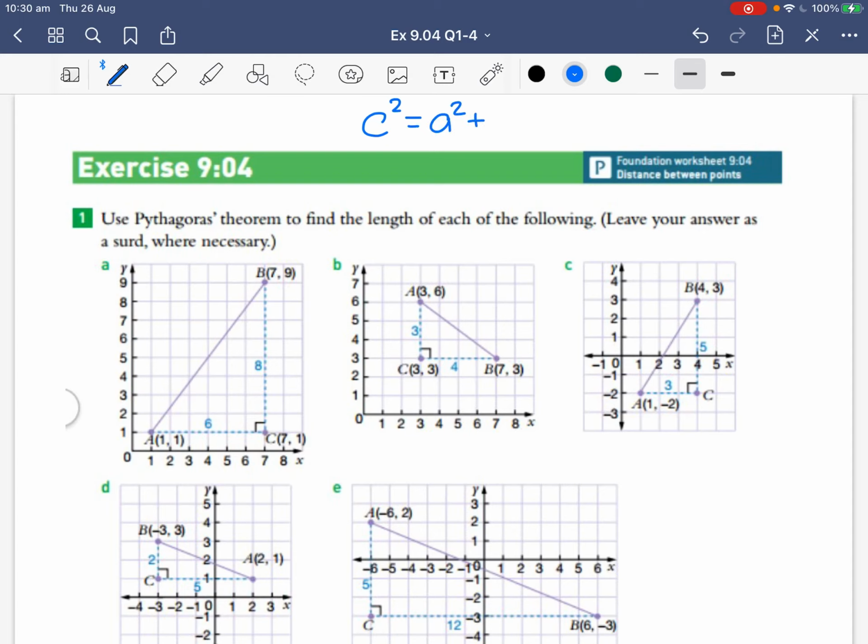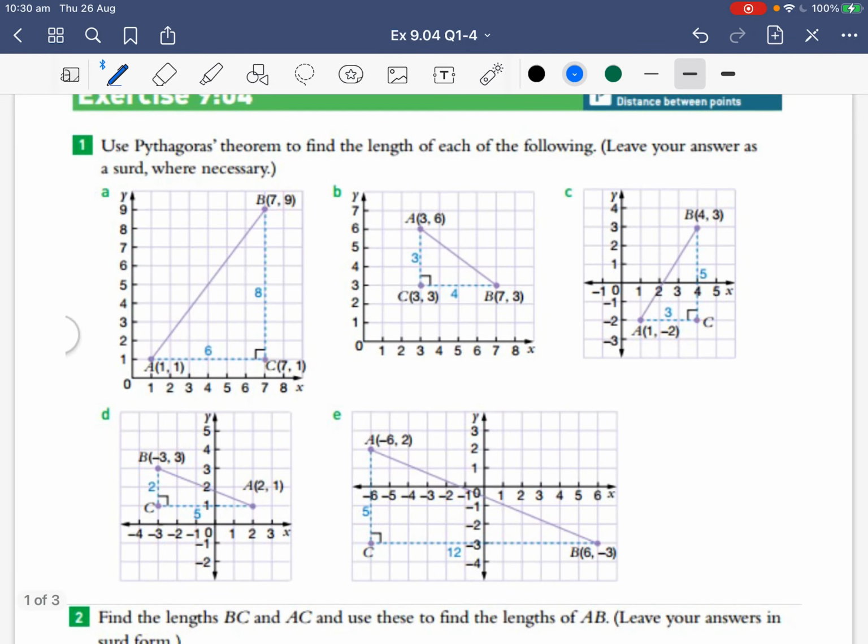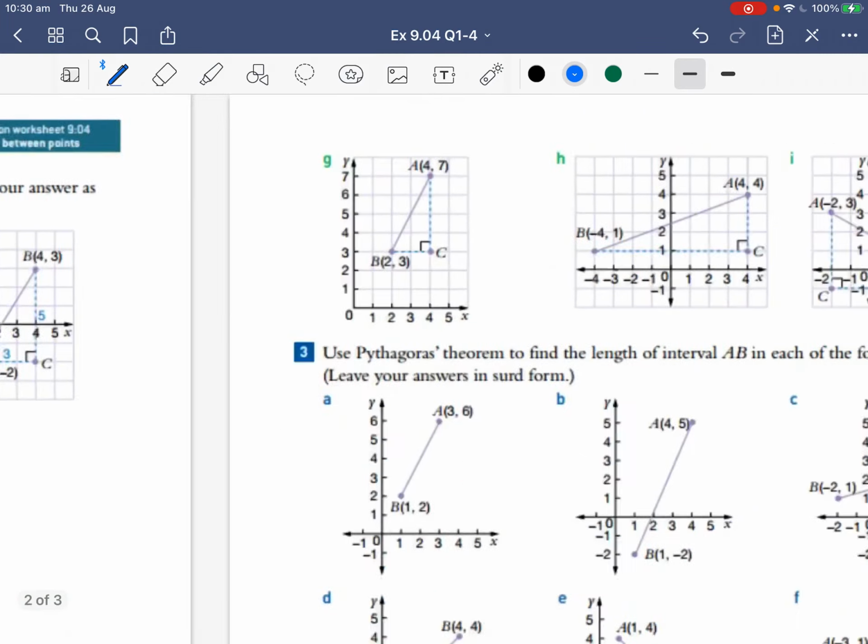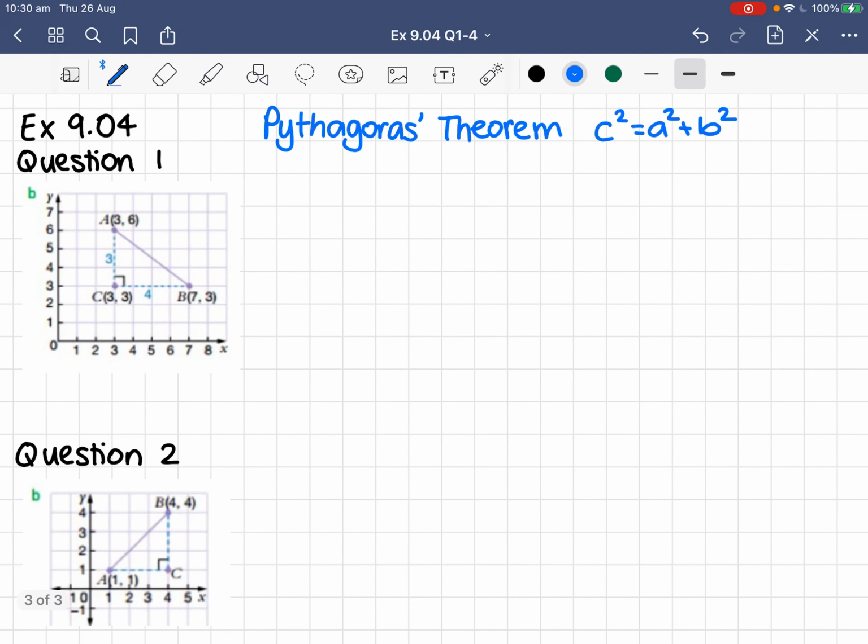It's important to know that Pythagoras' theorem is c squared equals a squared plus b squared. Now, the questions that you are meant to do are A, C, E. So I'm not going to do A, C, or E. I'm going to do B to just go through how to do it, and then you can have a go at A, C, E for question 1 yourself.